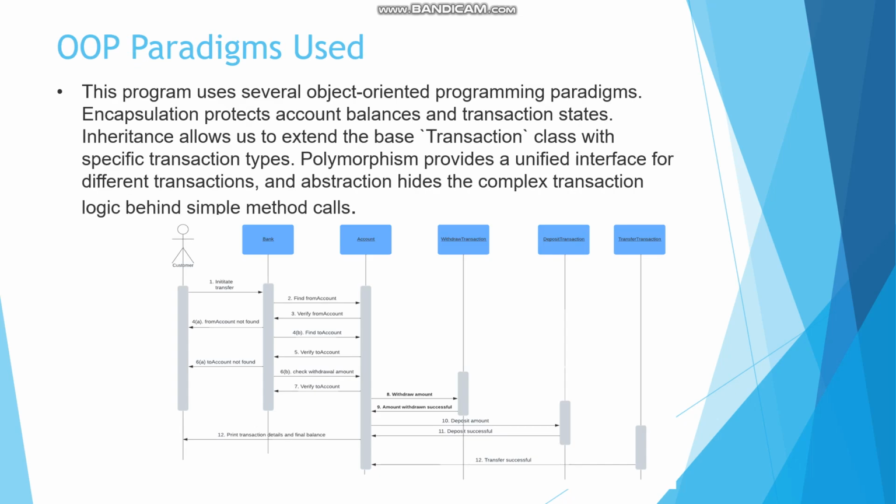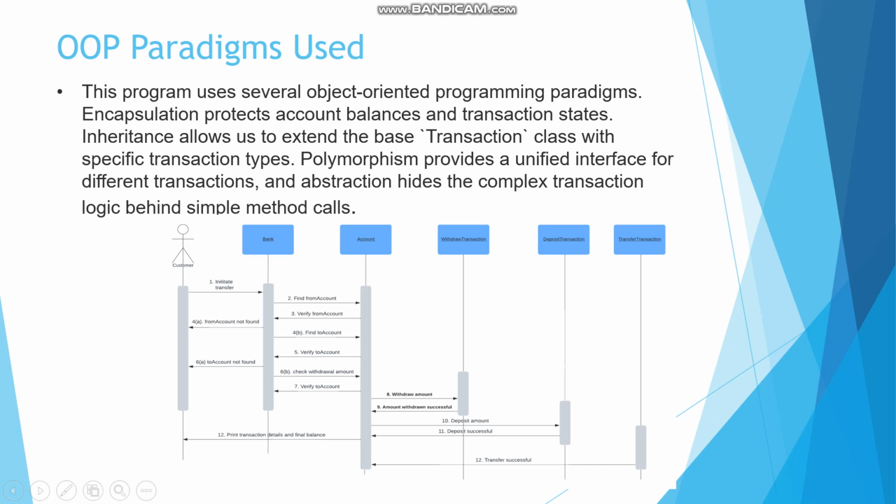And then we have the OOPS paradigm overall that is inside there. As you can see, when a customer initiates the transfer, it goes to the bank, and when it goes to the bank, it goes to find the from account, and it goes to the account class. After verifying the from account, it goes back to the bank. If in case the account is not found, then it will return not found.